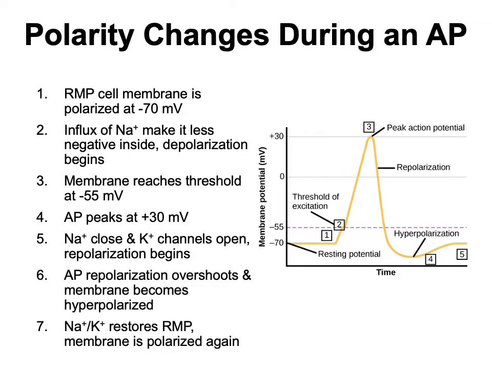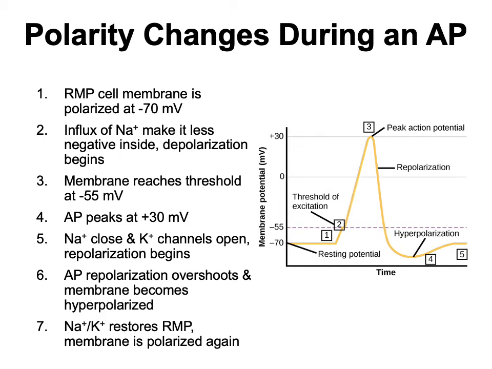Polarity changes during an action potential. First, the resting membrane potential cell membrane is polarized at negative 70 millivolts. Then you'll have a stimulus that'll open protein channels, allowing an influx of sodium ions, making it less negative inside, and the membrane becomes depolarized, or depolarization begins. That'll allow the membrane to reach threshold at negative 55 millivolts. Once it reaches threshold, an action potential will occur, and it'll peak at positive 30 millivolts.